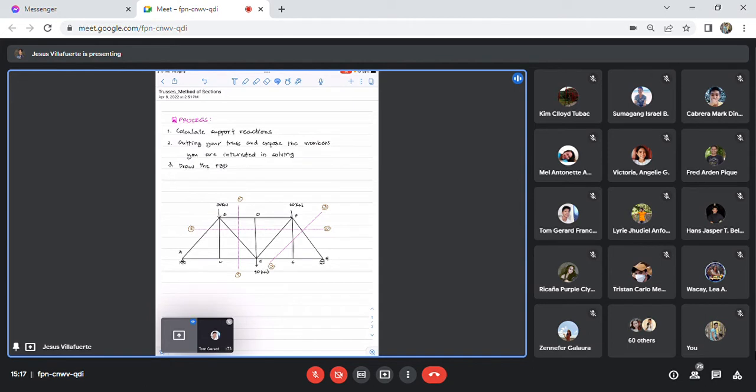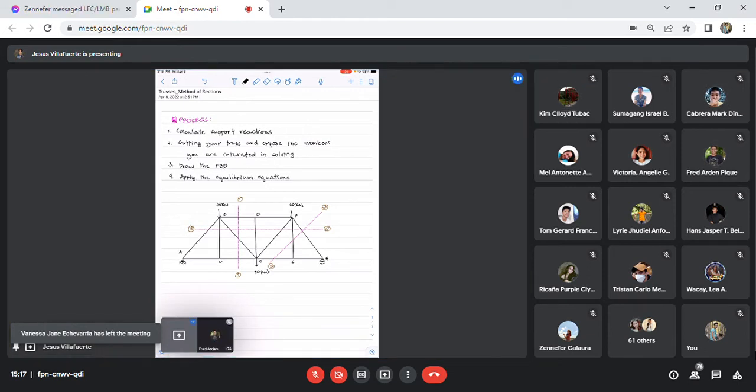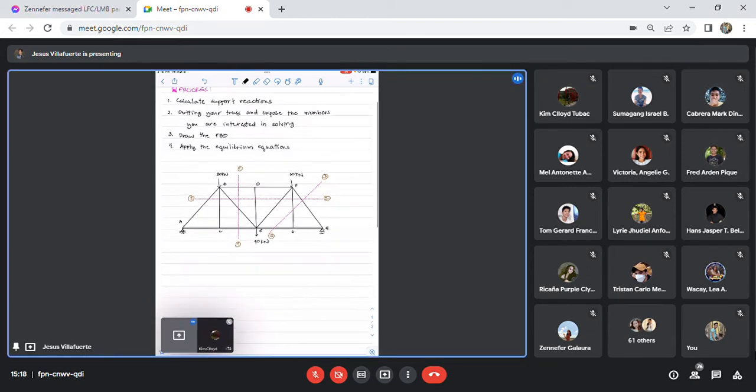And then the number 4 is apply the equilibrium equations. So how many equilibrium equations do we have? Three, sir. We have summation of forces horizontal, summation of forces vertical, and then summation of moments. Okay, let's try to calculate this truss.